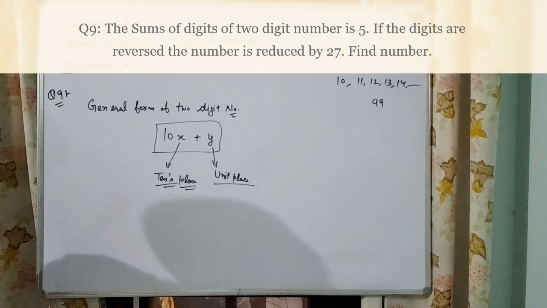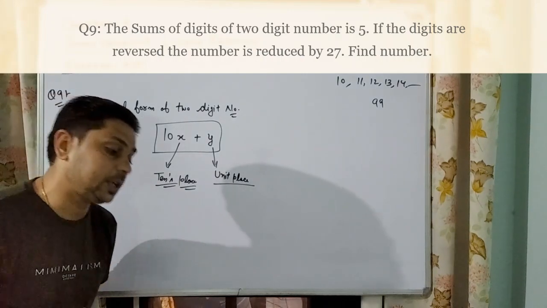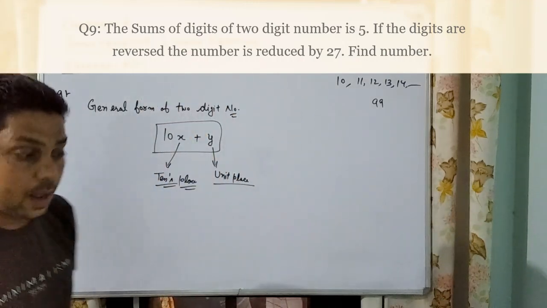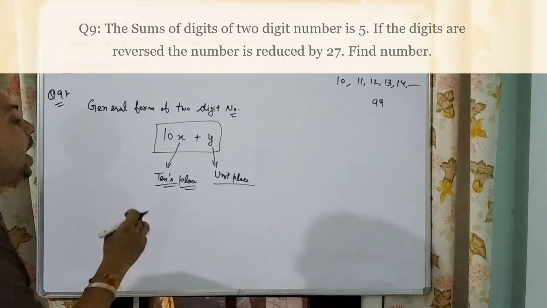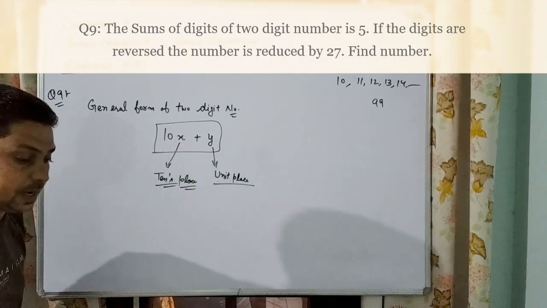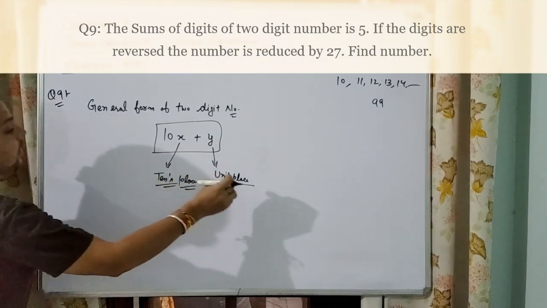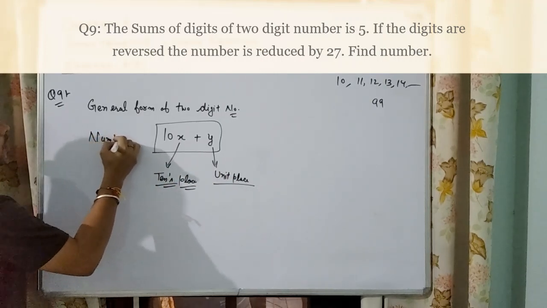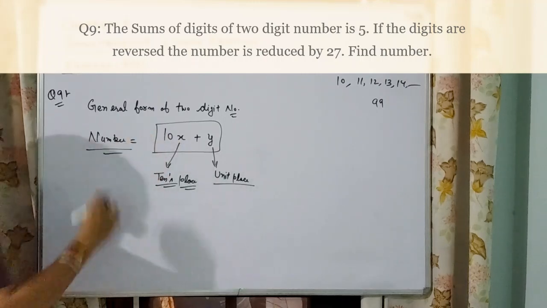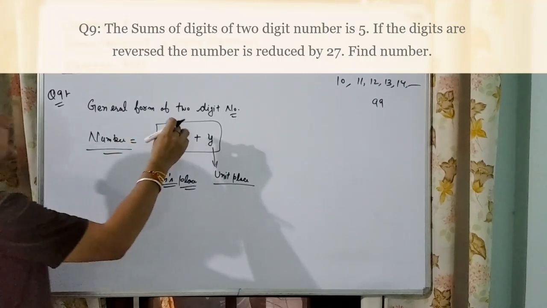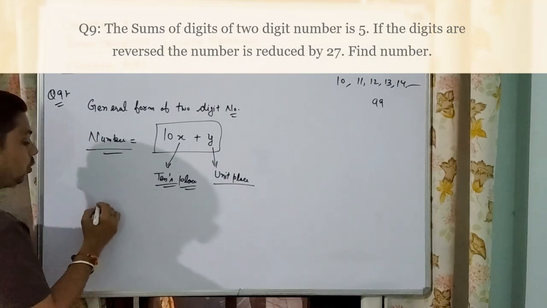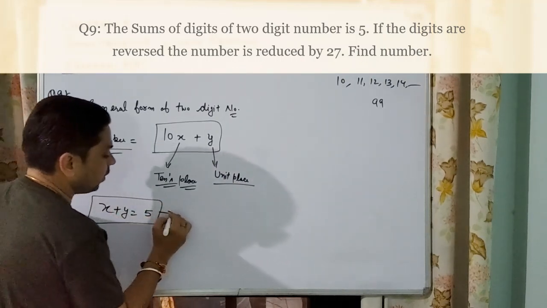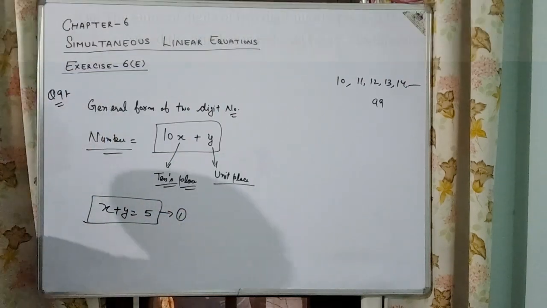So what is given in the question here? First condition, what is given? Sum of the digits at tens place and unit place is 5 here. So the number is equal to 10x plus y. So the sum of the digits at unit place and tens place is equal to x plus y, that is equal to 5. This is the first equation that we have.